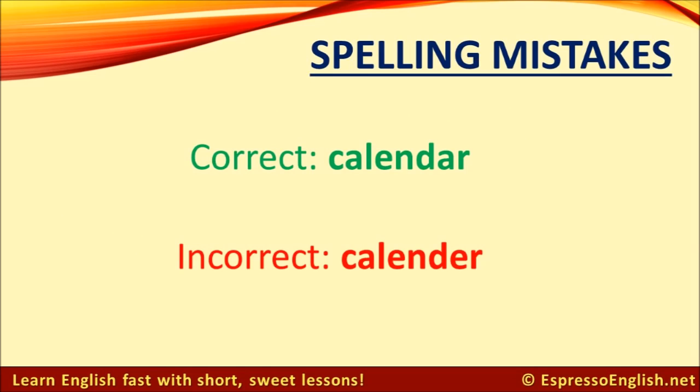Okay, let's look at these mistakes. The correct way to spell the word calendar is with AR at the end. You might notice that when we pronounce it, calendar, it sounds like ER, but when we write it, the correct way is to use AR.